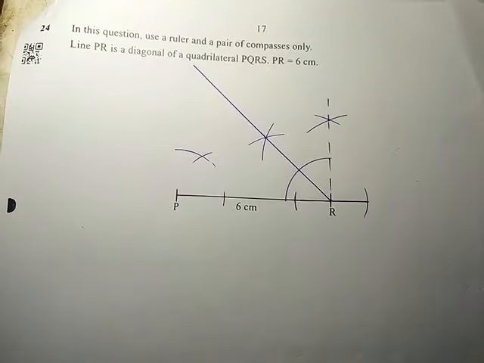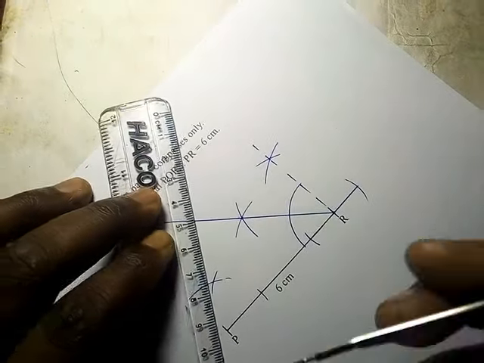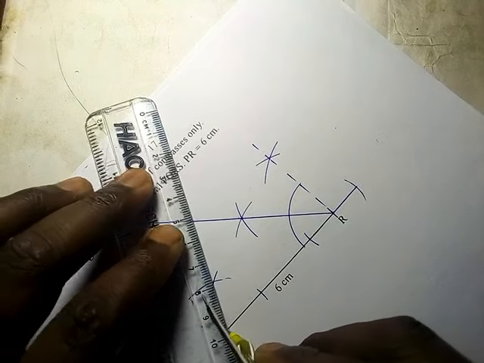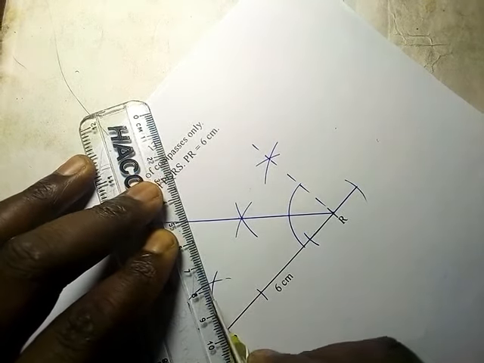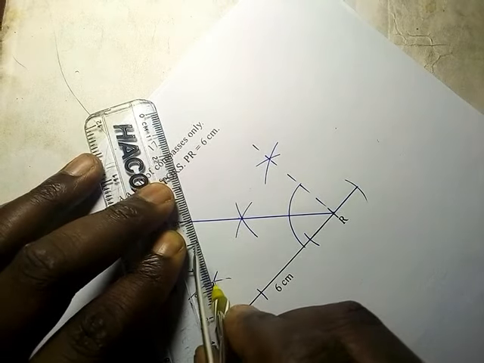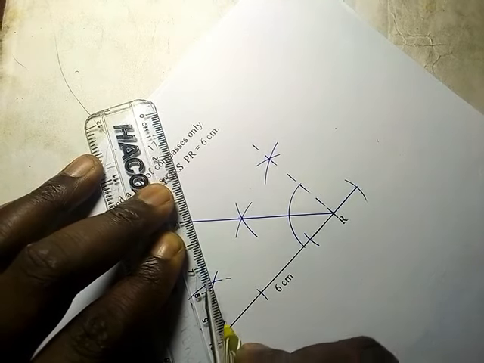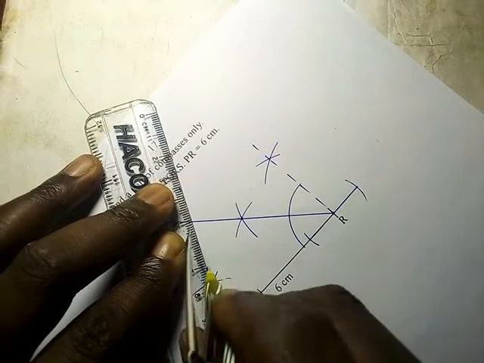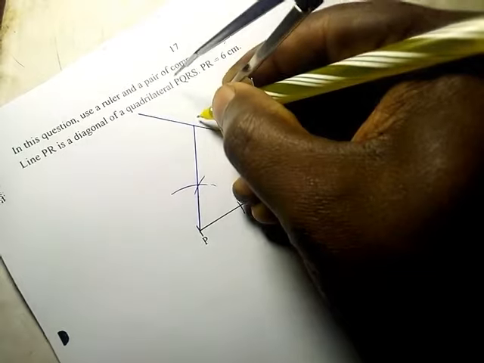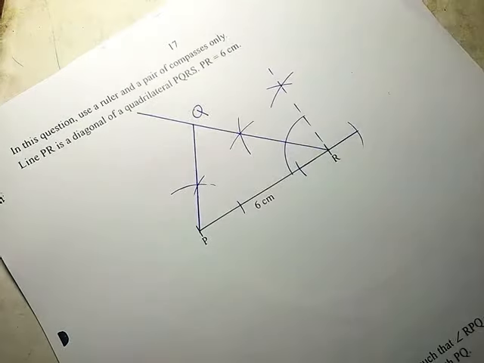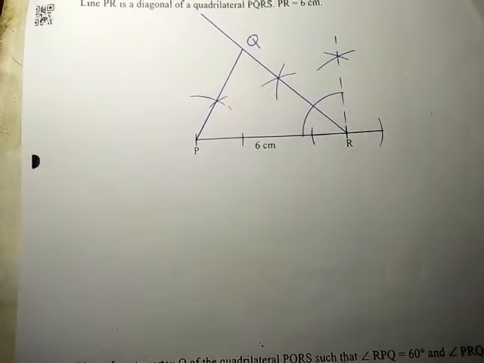Now you join this from P, you join this point here, so this is our Q here where they are meeting. That is where we have our Q.